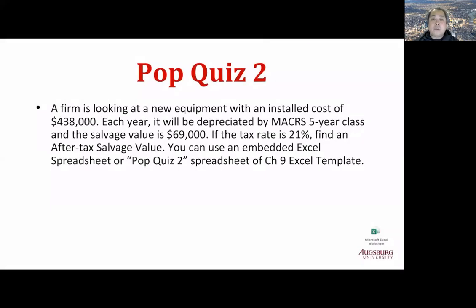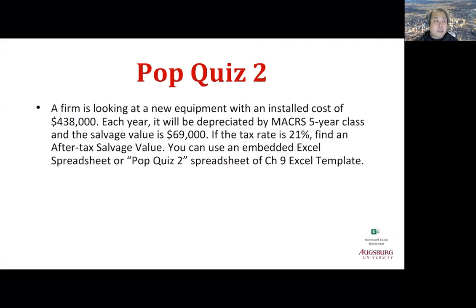Practice problem 2. A firm is looking at a new equipment with installed cost of $438,000. It will be depreciated by MACRS 5-year class, and the salvage value is $69,000. If the tax rate is 21%, find the after-tax salvage value. You can use the embedded Excel spreadsheet or the Package 2 spreadsheet of the Chapter 9 Excel template posted on Moodle.